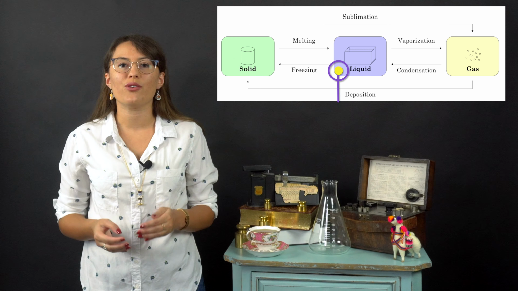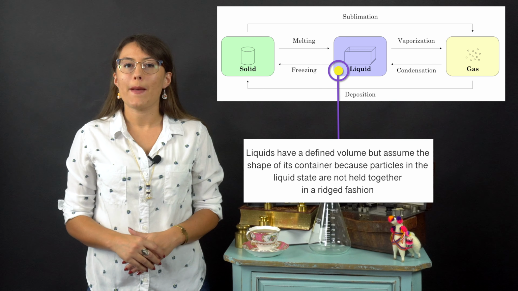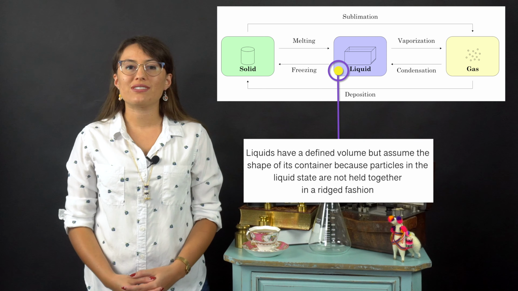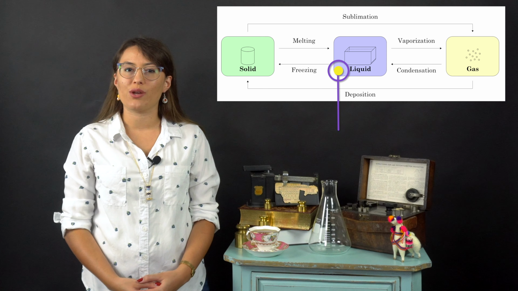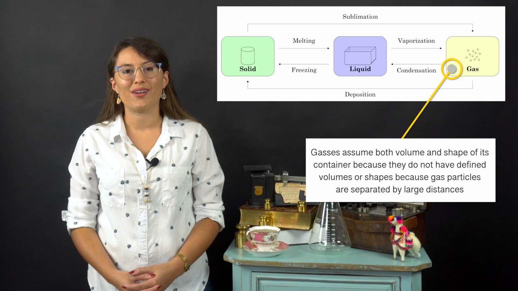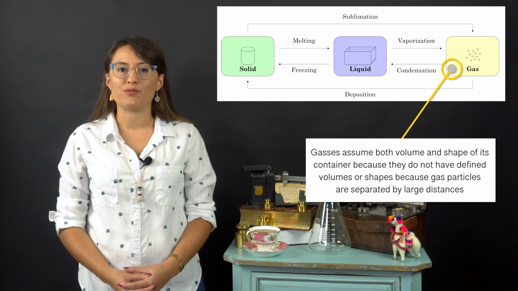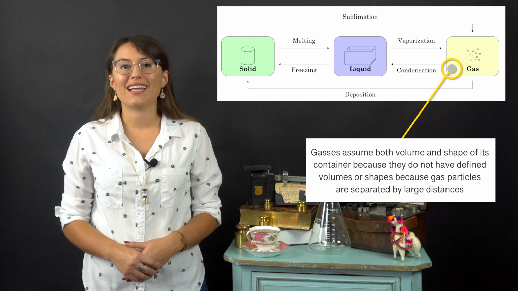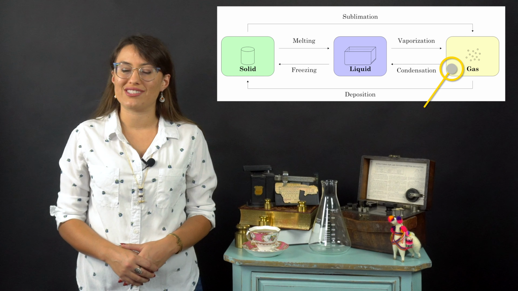Liquids have a defined volume but assume the shape of their container because particles in the liquid state are not held together in a rigid fashion, but are still close together and they can move freely around each other. Gases assume both the volume and shape of their container because they do not have defined volumes or shapes, because gas particles are separated by large distances and can move freely around the container they're in.